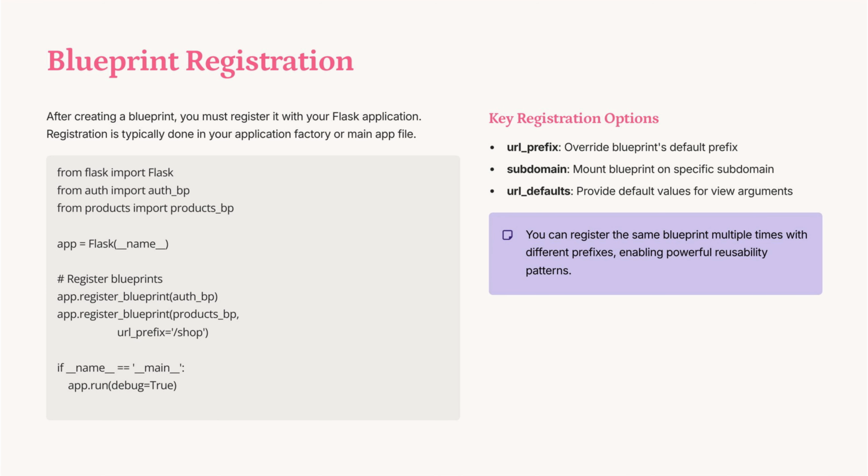After creating a blueprint, register it with your Flask app using app.register_blueprint. This is done in the application factory or main app file. Key options include url_prefix to override default prefixes, subdomain for specific subdomains, and url_defaults for default view arguments. Registering blueprints multiple times with different prefixes enhances reusability.